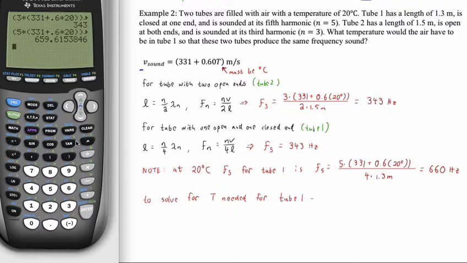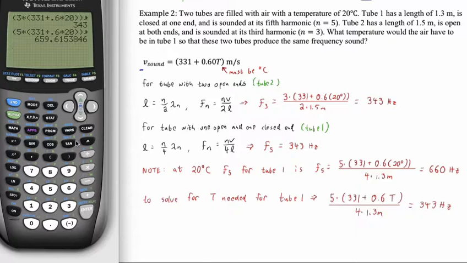We'll set this up otherwise the same, and by this I mean this expression here. The only thing we're going to change is the temperature. We'll leave that as a variable. So I'm going to have 5 times 331 plus 0.6 times T, divided by 4 times 1.3 meters equals, well, not 660, right? But equals 343 instead.